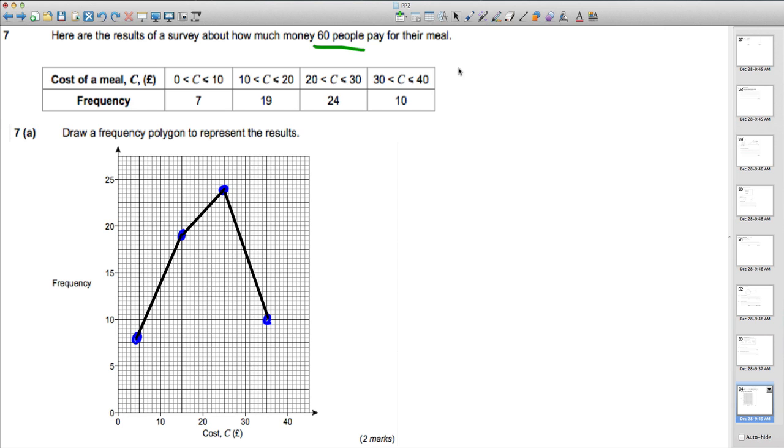Now, how would you do that without the bars? Well, let's just rub this whole thing out and just do it without the bars. All you do for a frequency polygon is the midpoint of the interval you plot against the frequency. So plot 5 against 7, so 5 across against 7.